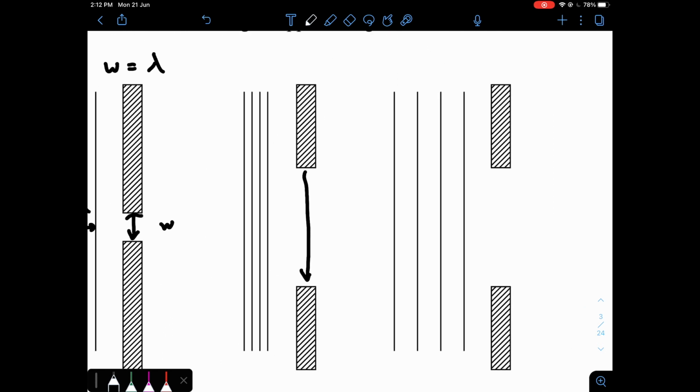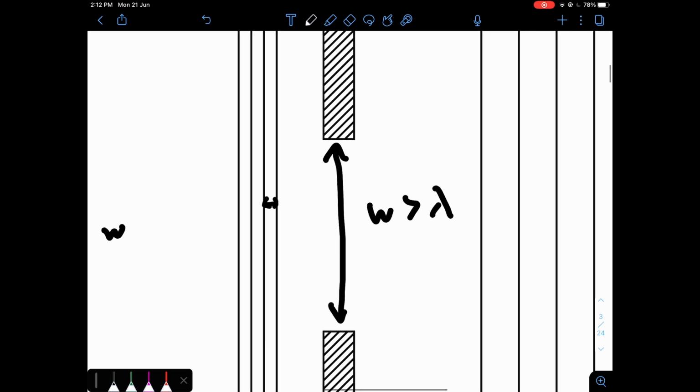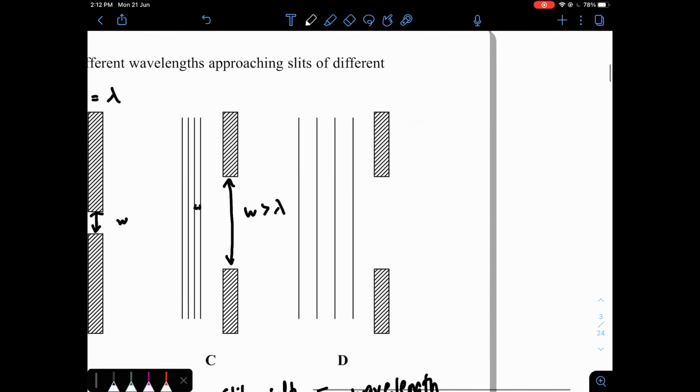Let's go to C. You can clearly see the slit width is too big. It's much larger than the wavelength. You can clearly see that the wavelength here is very small. Let me make this a bit easier. See, it's much smaller. Same here, so C is out of the question. Let's look at D here. You can see that this is still large. W is still larger than lambda. It's not the same, right?